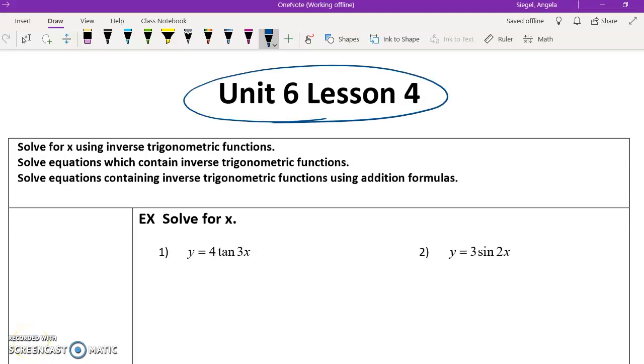Guys, welcome to lesson 4. And again, we're just going to dig a little bit deeper. We're going to take a little bit different approach to solving today. We're going to focus on just solving for x no matter what.